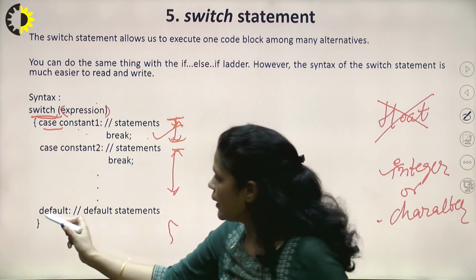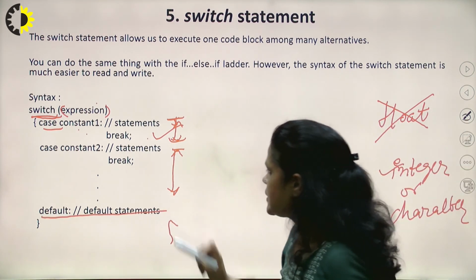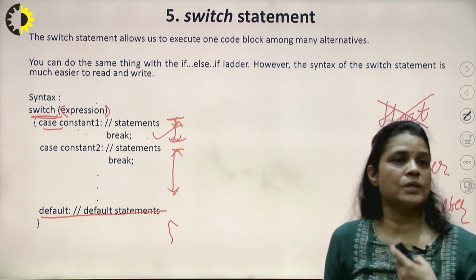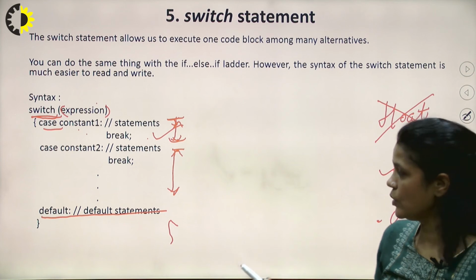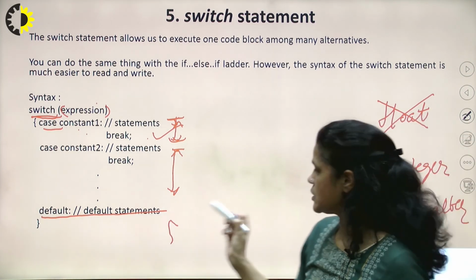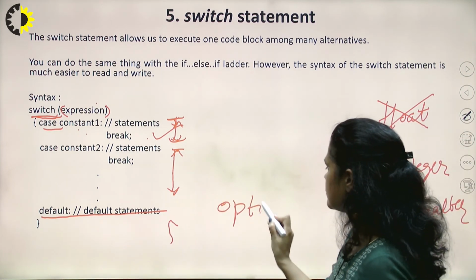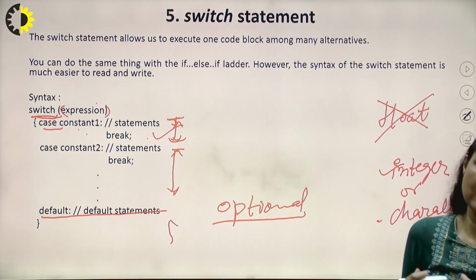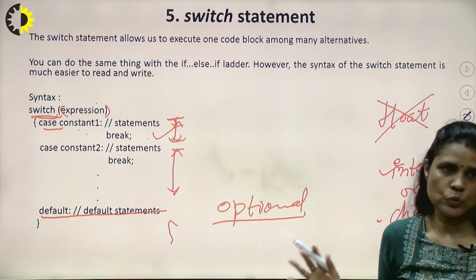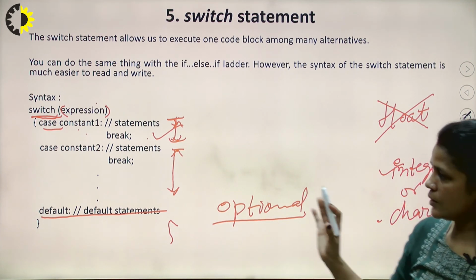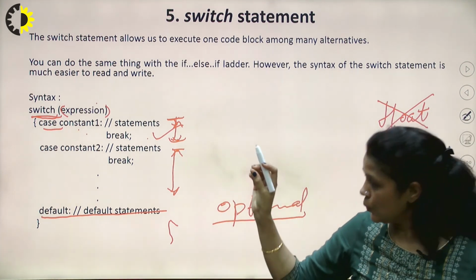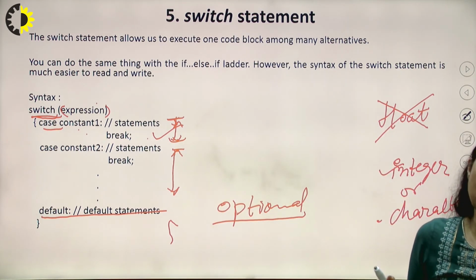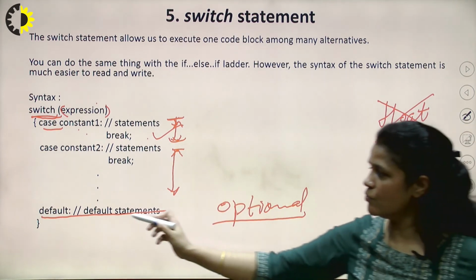Okay. And last, we'll see this default case. If the user entered a wrong choice, then this default case will work. This is a totally optional case. If we want to use it, we can use it, otherwise we can leave it. But it is recommended to write this default case here, because if somehow the user enters a wrong choice, then the default case will work.